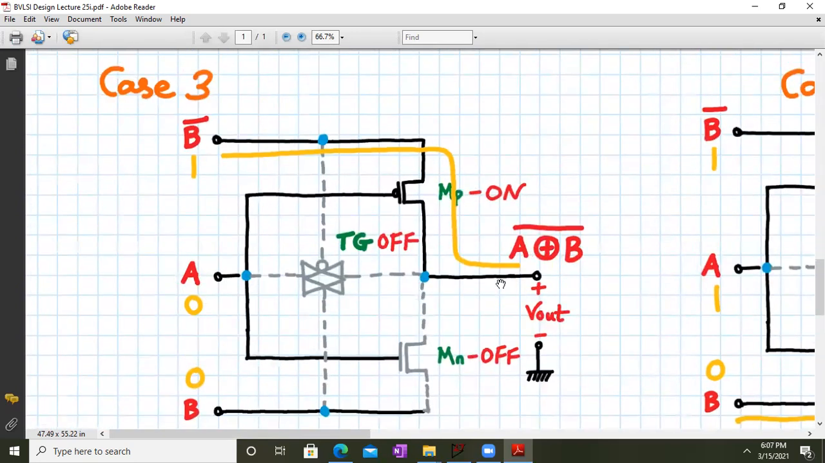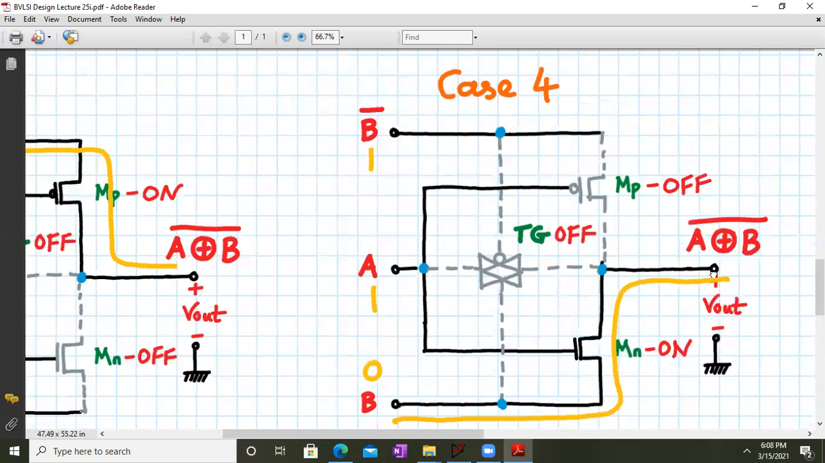Now another explanation will be to view it as a pass transistor. Since we apply a logic 0 at A, this A goes to the gate terminal of the NMOS. So the NMOS gate terminal is logic 0, and your NMOS transistor will be off. At the same time, this logic 0 is applied to the gate terminal of the PMOS, so the PMOS transistor will be on. Whenever the PMOS transistor is on and we are trying to pass a logic 1, it will pass a very strong logic 1 at the output. So this is another explanation for the same case number 3.